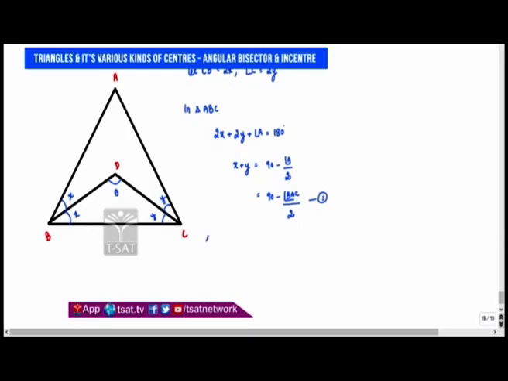Now consider triangle BDC. In BDC, x plus y plus theta is equal to 180. Theta is equal to 180 minus (x plus y). If you substitute x plus y here, 180 minus 90 becomes 90 degrees. Minus of minus becomes plus, therefore plus angle A by 2. So remember this theta: the angle formed at the two internal bisectors of a triangle is 90 plus the third angle by 2. So here I am taking two internal bisectors.